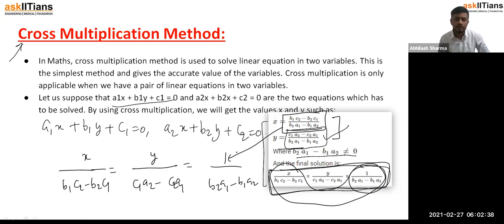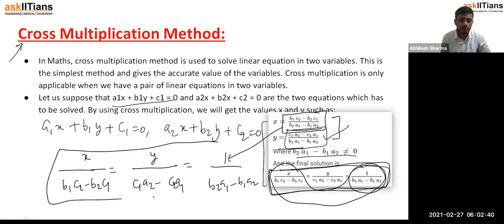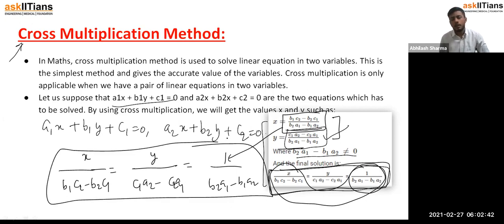So that's why, to remember it easily, we can just remember this result, and after that we can simply solve the equation. Now here we have assumed that b2a1 minus b1a2 is not 0. So we will also talk about this.